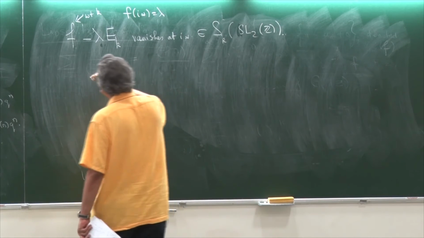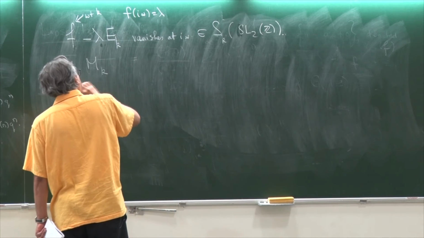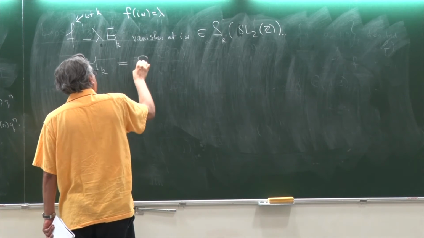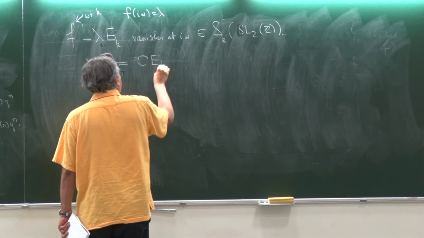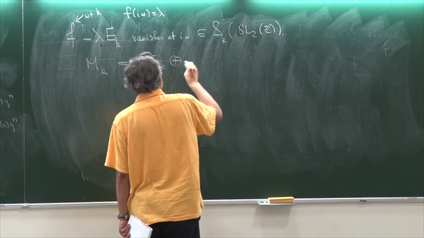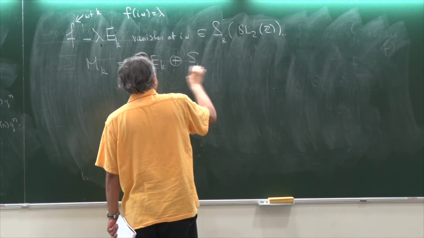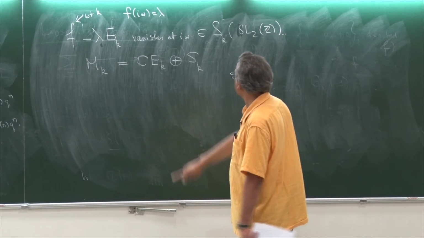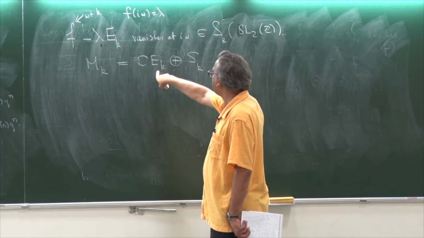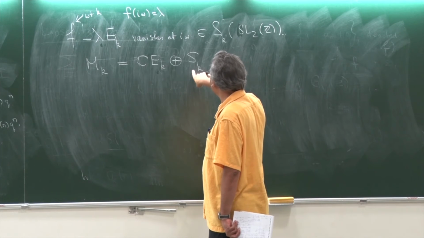And so this leads you to see that the space of modular forms is isomorphic to a direct sum of the one-dimensional space generated by the Eisenstein series of weight k and the space of cusp forms.